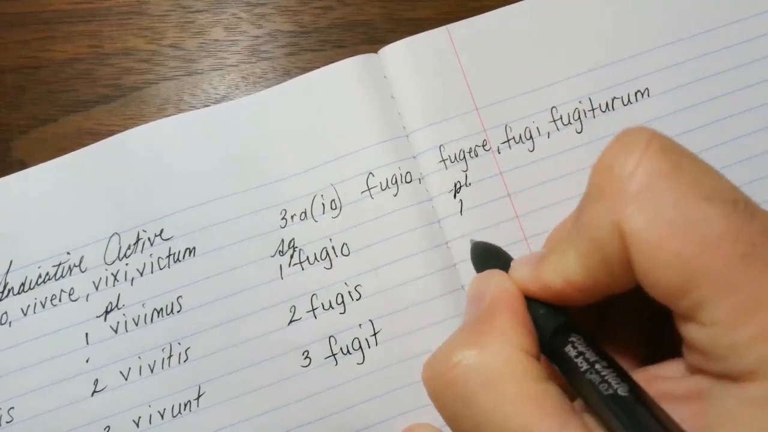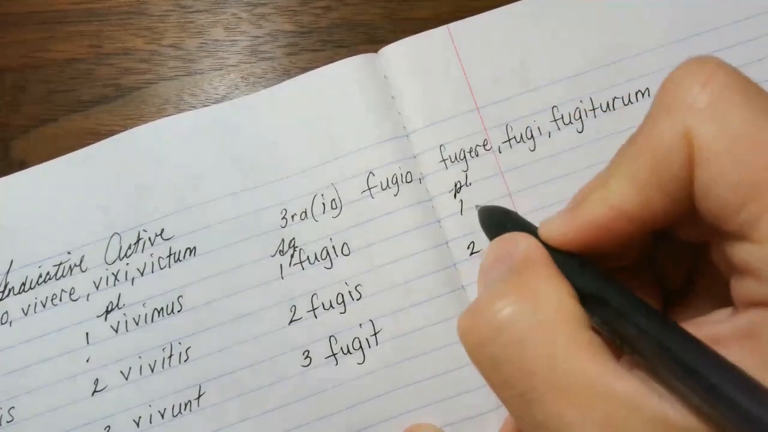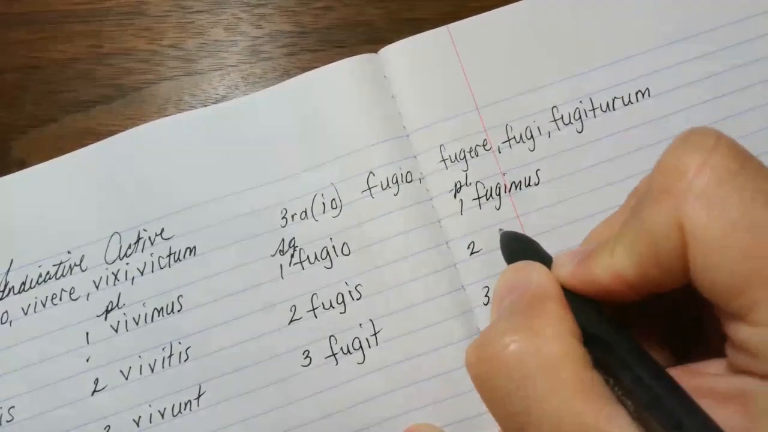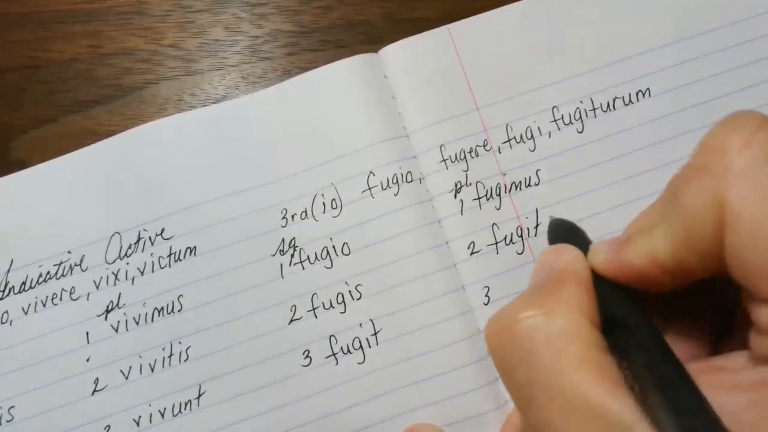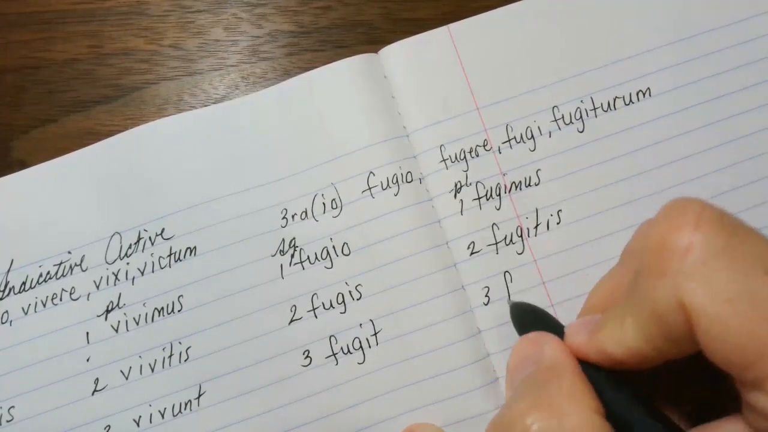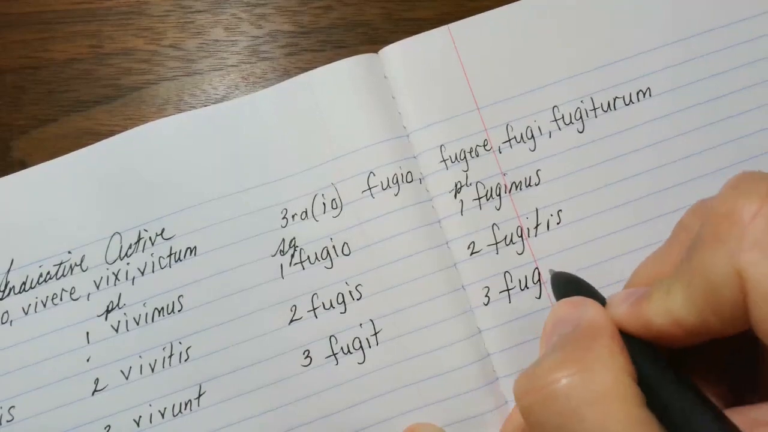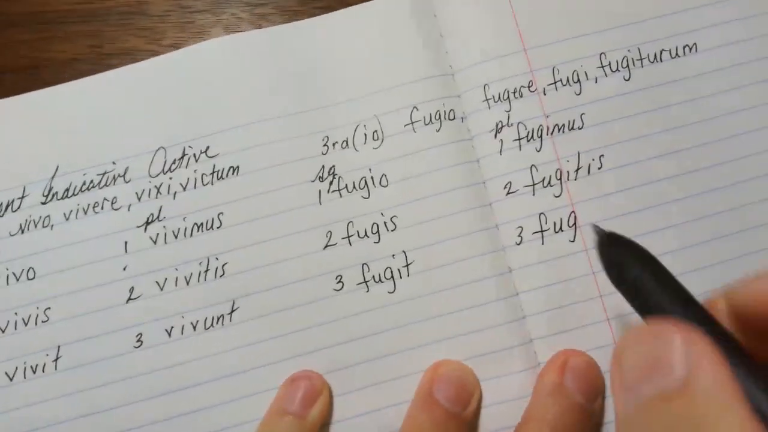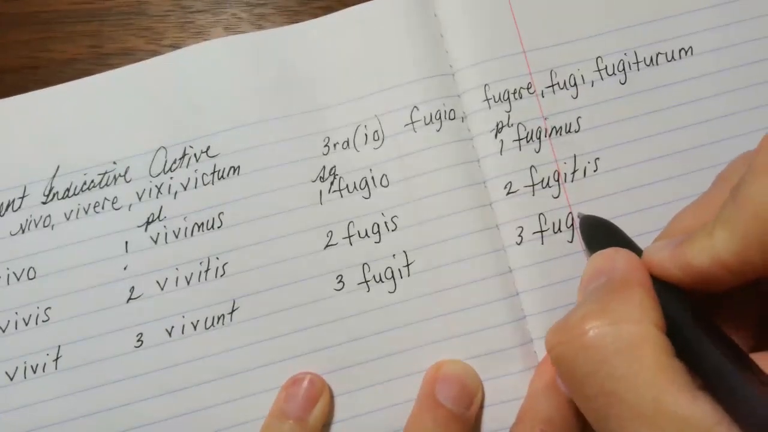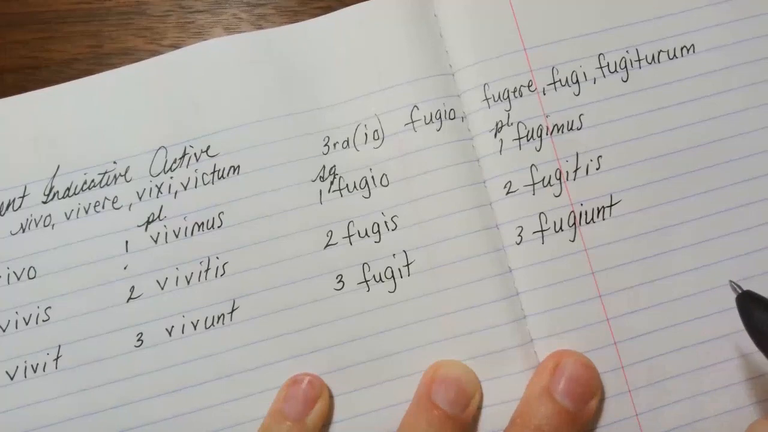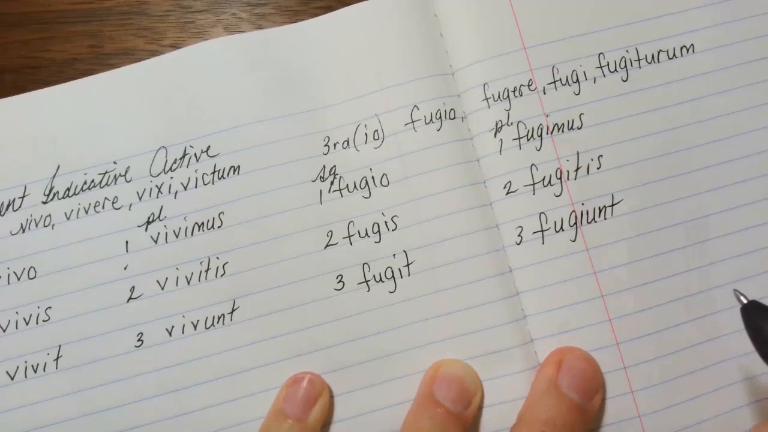All right, and now we'll do plural, first, second, third person. And now we have fugimus, fugitis. And then here, that I is going to stay there. You're going to have not fugunt, like you would expect from here. This is where he's going to try and be that I-O, fugiunt. All right. So there's that.